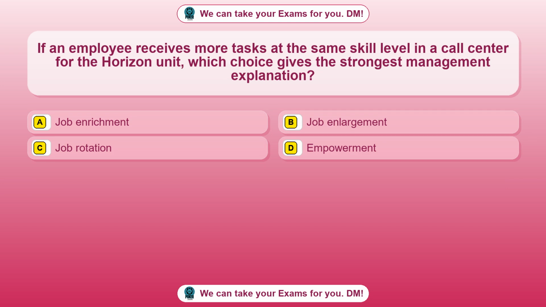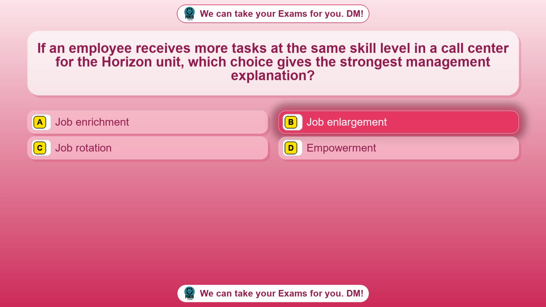Question 46. If an employee receives more tasks at the same skill level in a call center for the Horizon unit, which choice gives the strongest management explanation? Option A, job enrichment. Option B, job enlargement. Option C, job rotation. Option D, empowerment. The correct answer is option B, job enlargement.